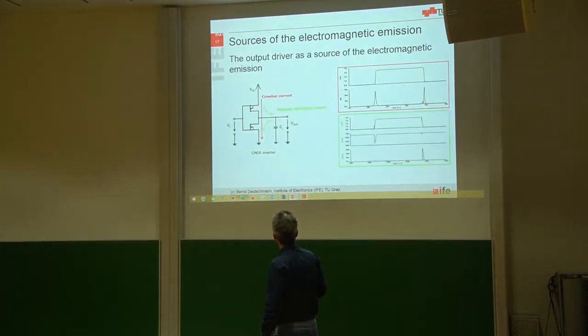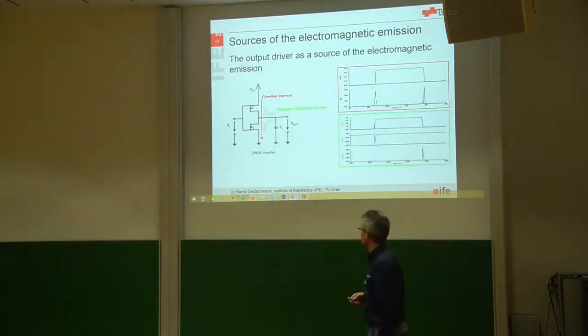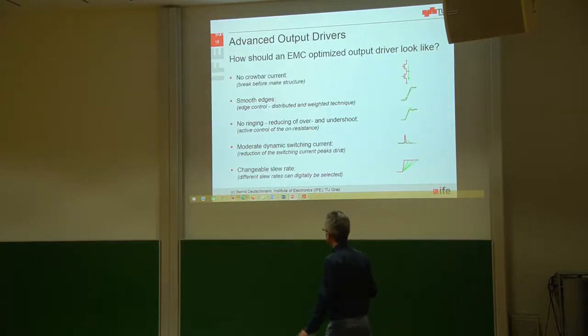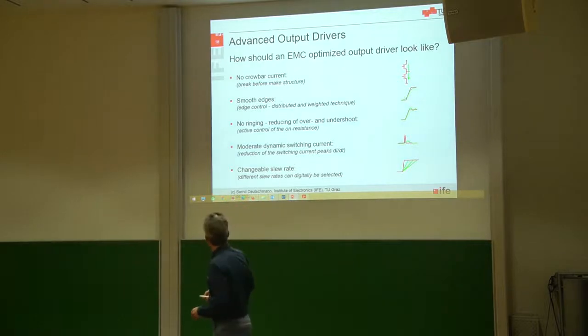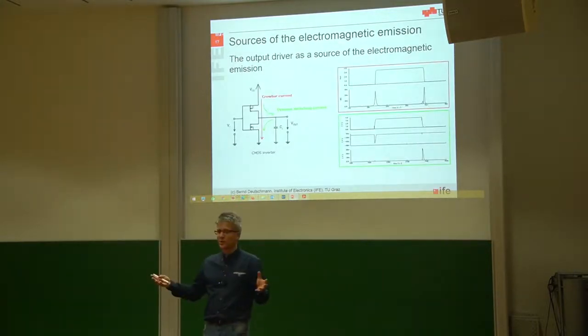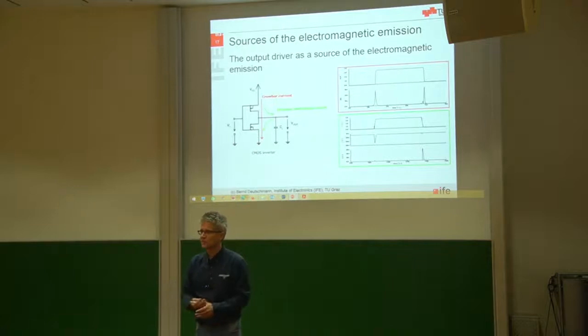So these are the simulations. I think I've already shown you how big this crowbar current is. So we have a big current spike, so a big di over dt, and so on. And the question is now, what can be done in the output driver design in order to reduce the electromagnetic emission? And before we answer that, I would like to ask you, what are you doing in this case to reduce the electromagnetic emission?